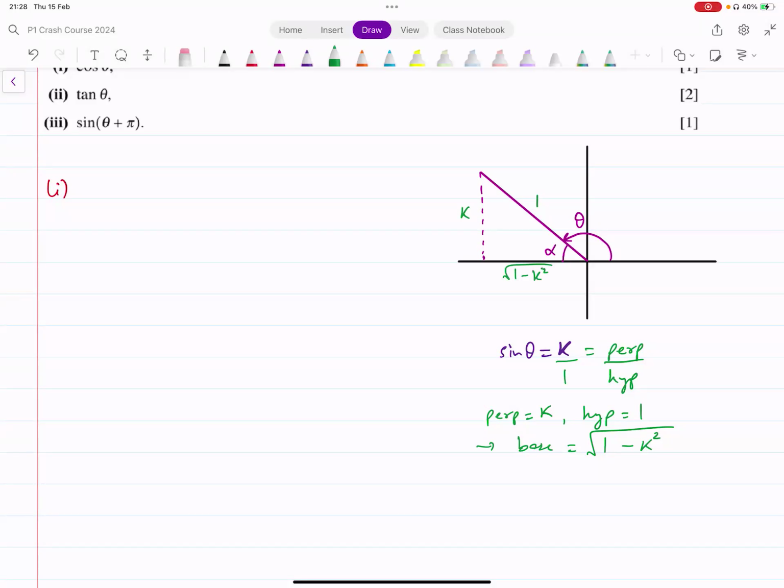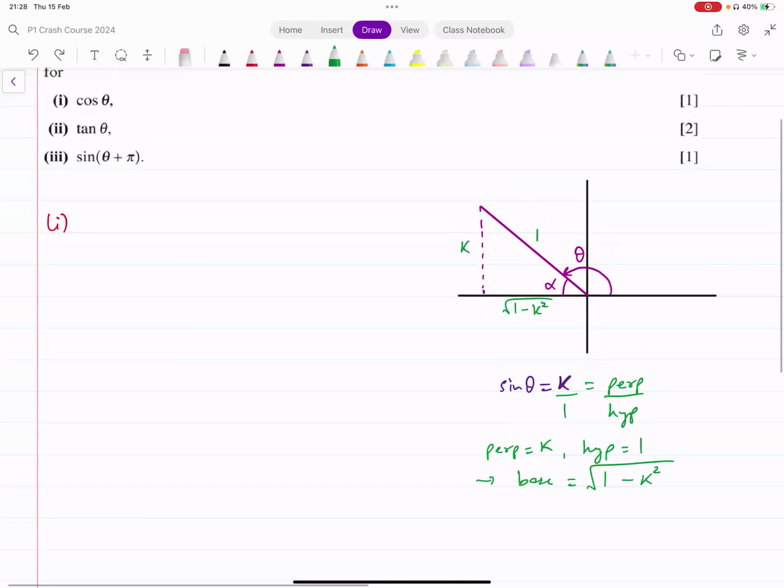Now, of course, it's on the left side, so base is going to be negative. We can put a negative sign there if we want. Y is going to be positive. Now we can just write down these values.